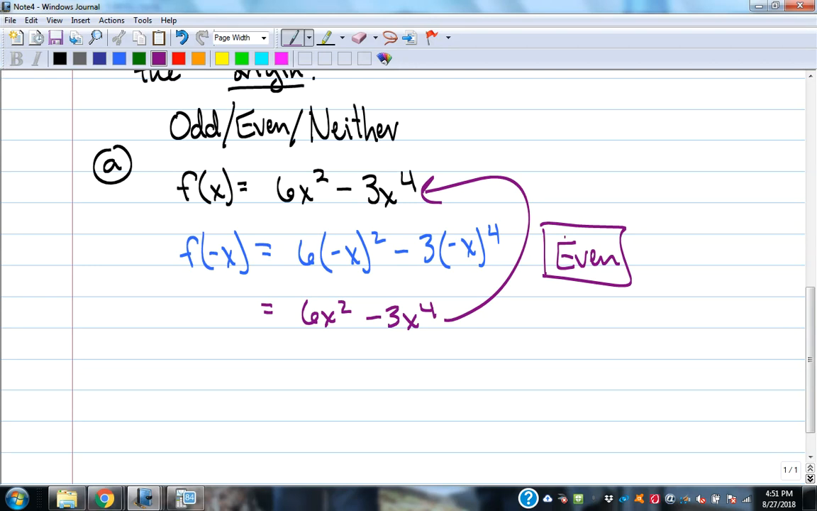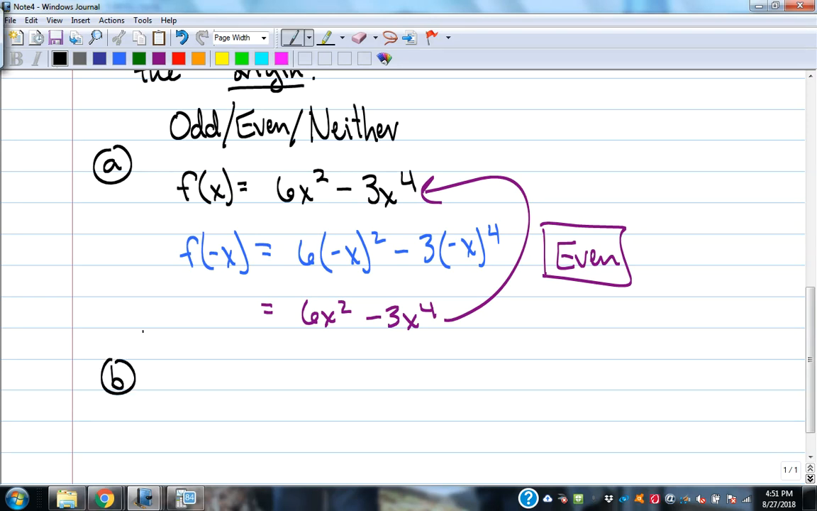Here's the shortcut. Look at the exponents on the original. What kind of numbers are they? They're even numbers. X squared, x to the 4th, both even. If all the exponents in the problem are even, then it's an even function. That's the shortcut. Mathematically, this is what's happening, but the shortcut is, just look at the exponents. If they're all even, it's an even function. If any of them are not even, then we got problems, okay?